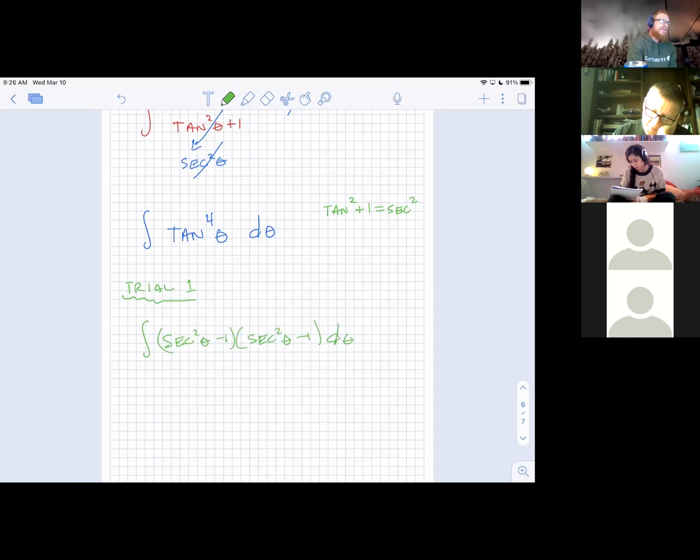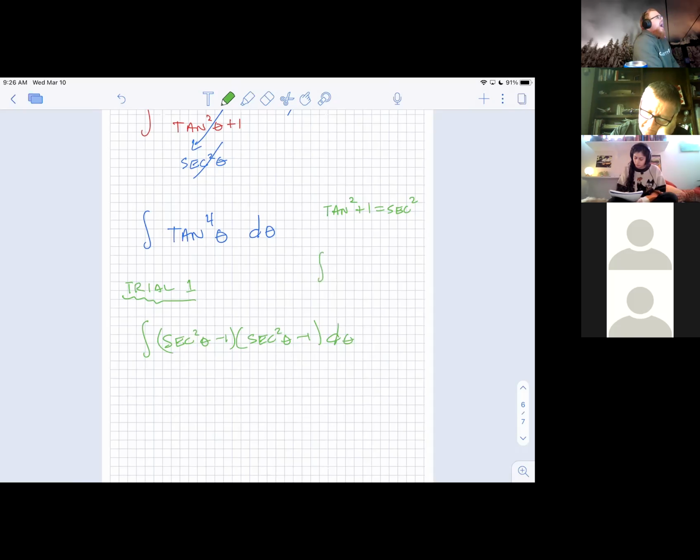So that's tangent squared times tangent squared. The reason I'm wondering if that's not a good idea is because the integral of secant squared is tangent. That's nice. The integral of tangent, not nice. I wonder if the integral of tangent squared is nice. I don't remember off the top of my head. Oh, actually, yes, I do.